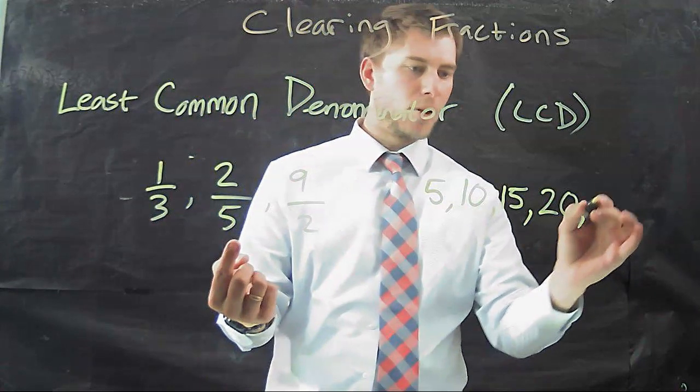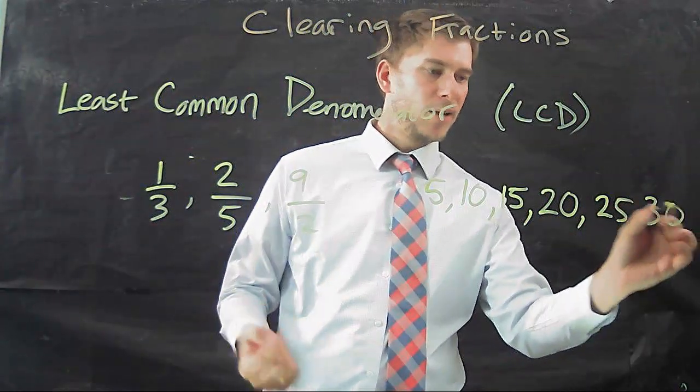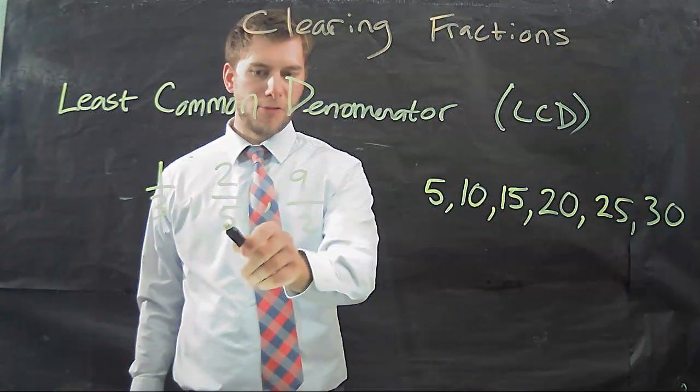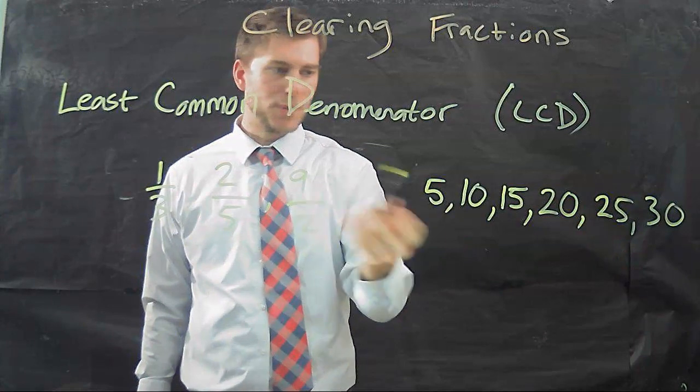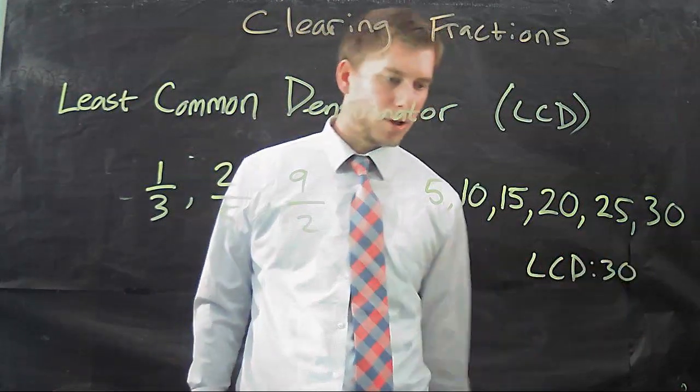So I'm going to have to do another multiple of 5. 25. I know 2 won't go into it. So finally, 30. It took us a while, but we got there. I know 3 goes into 30. I know 5 obviously goes into 30, and I know 2 because it's even. So my LCD on this one was 30.